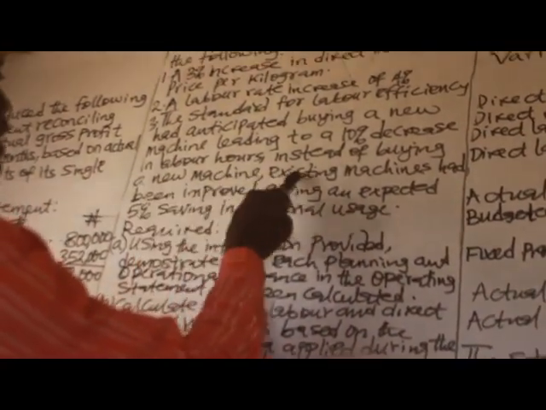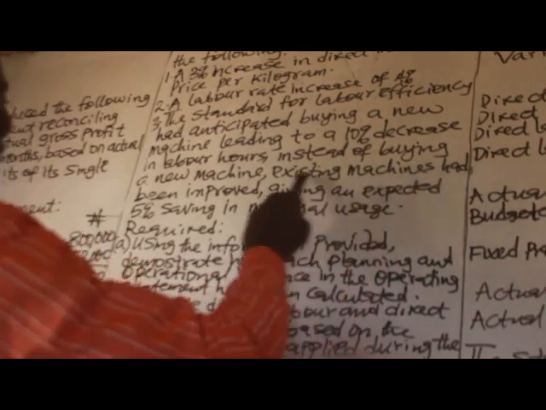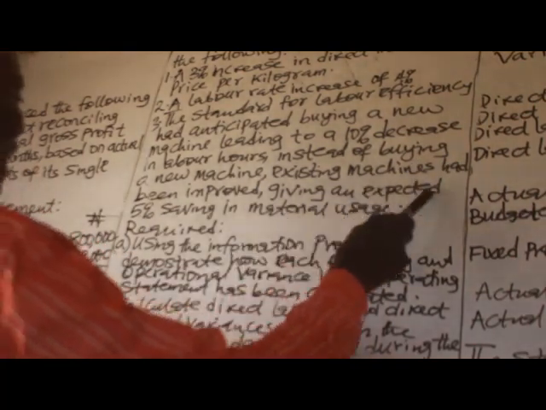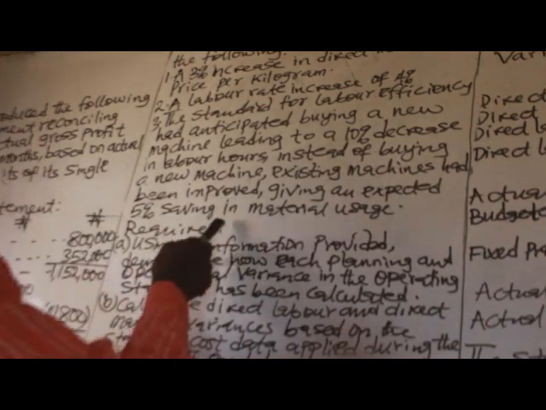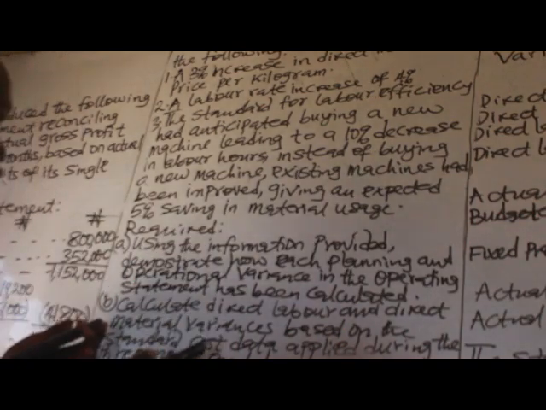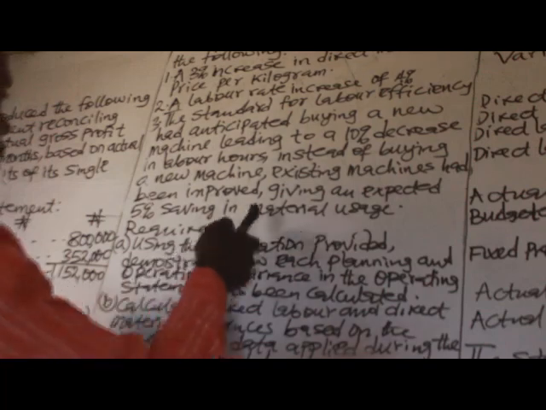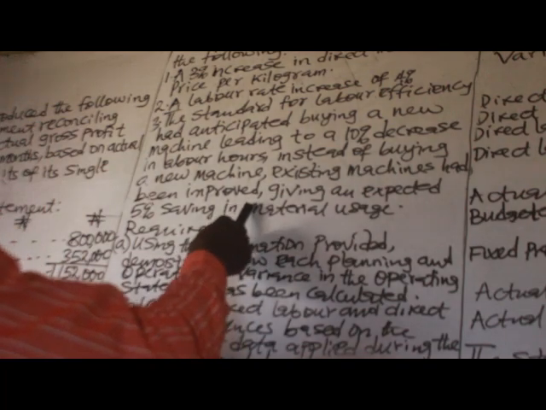Instead of buying a new machine, the existing machine had been improved, giving an expected 5% savings in material usage. 5% savings means the material usage reduces by 5% as a result of what?